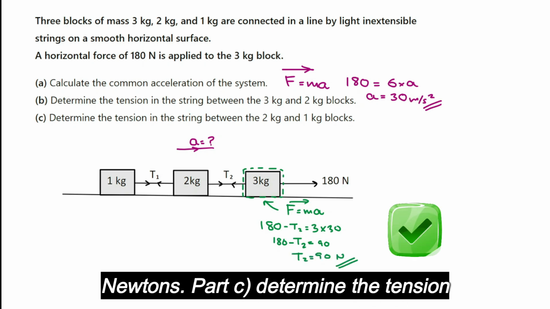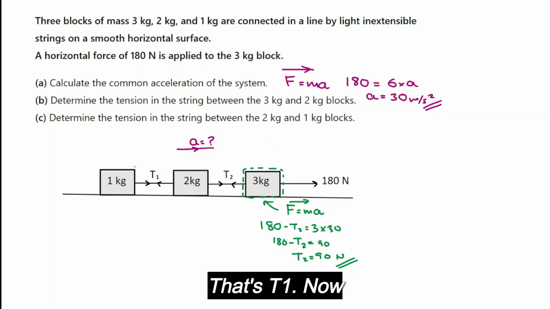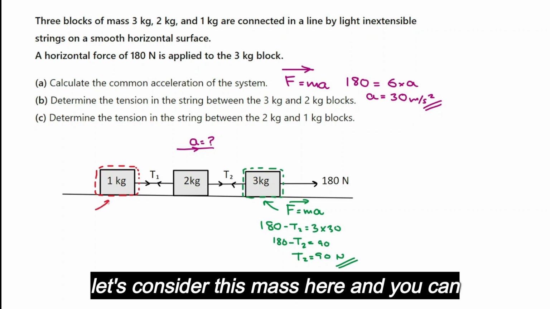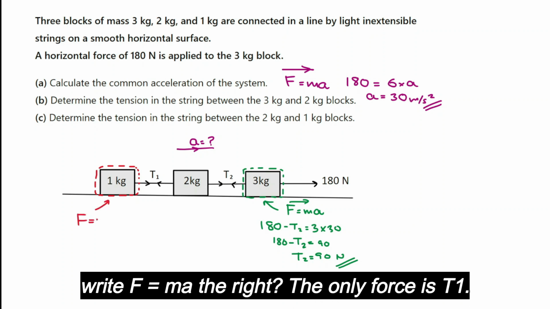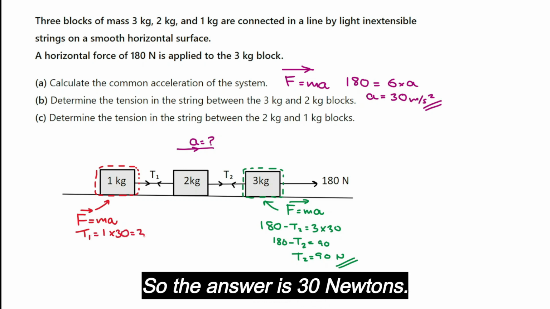Part C. Determine the tension between the 2 and 1 kilogram blocks. That's T1. Now let's consider this mass here, and you can write F = ma to the right. The only force is T1, mass is 1, acceleration is 30. So the answer is 30 newtons.